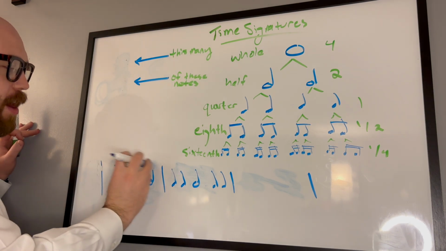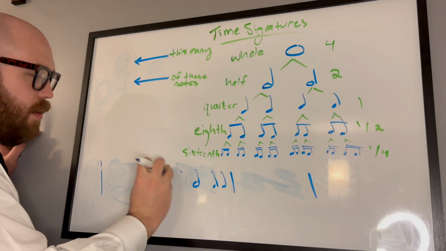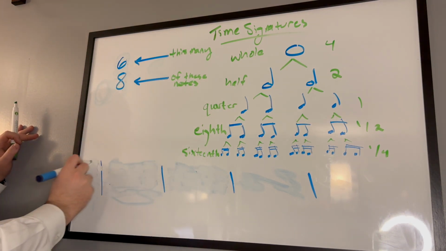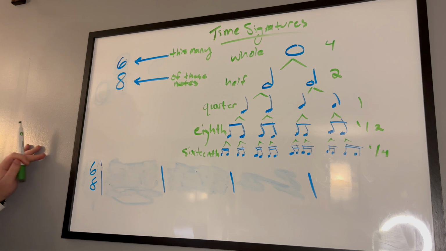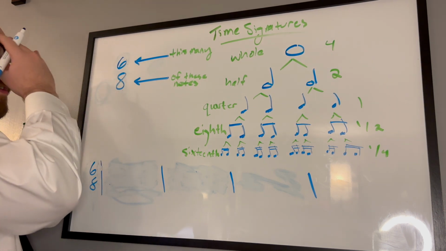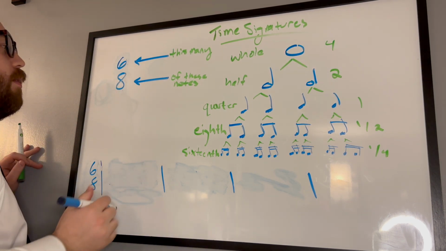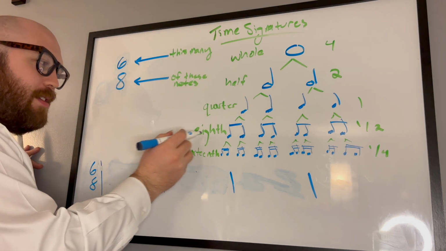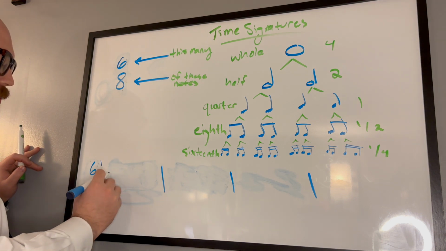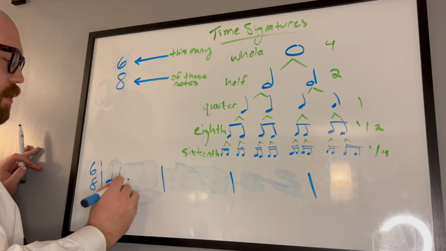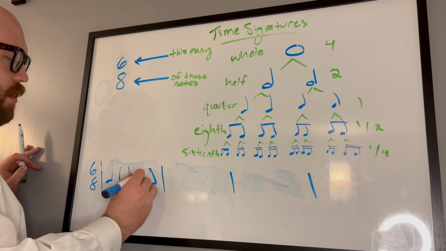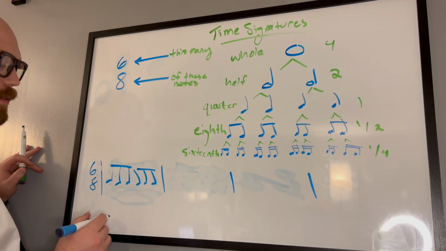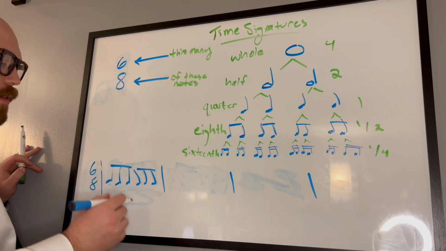Okay? Let's look at another one. Another really common one. 6/8. Alright? What does that mean? This many, we know there's 6 notes. What are the notes though? 8. 8th note. Right? It's literally in the name. 8th. Right? 1, 2, 3, 4, 5, 6.